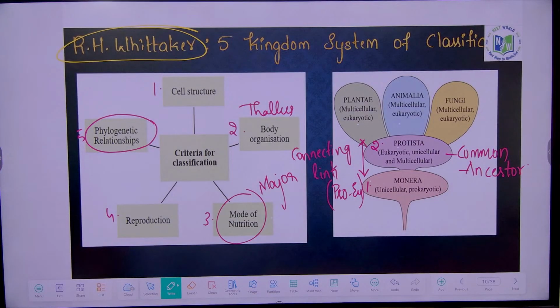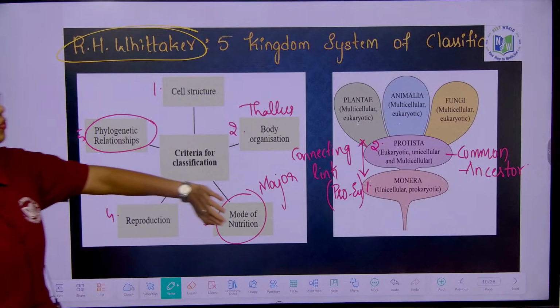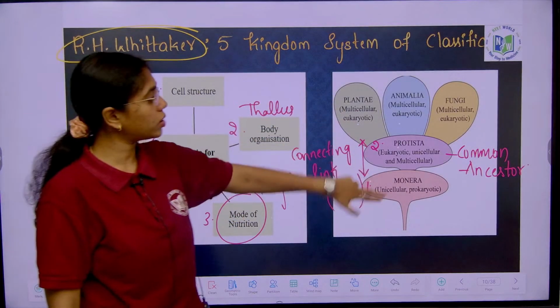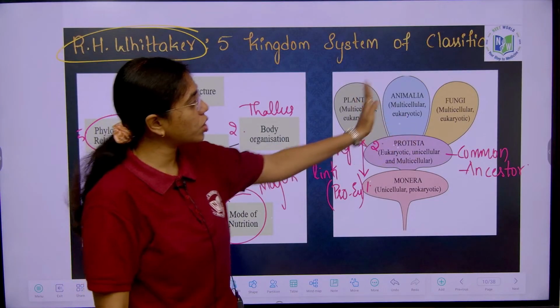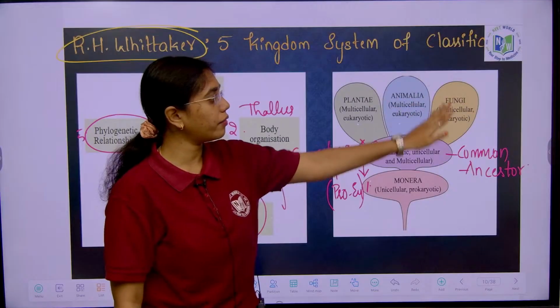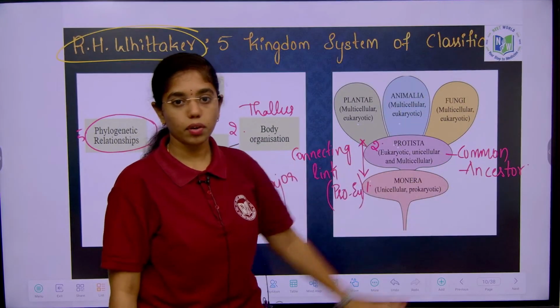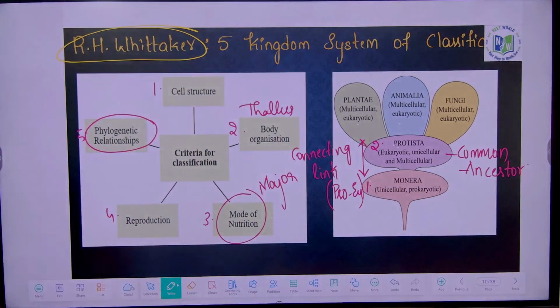All the statements which I am saying, please print and fix them in your mind, because those are the most repeated statements or terms used. So, which kingdom amongst these five is the connecting link between prokaryotes and eukaryotes? Protista. Which kingdom has all the common ancestors for these three kingdoms, Plantae, Animalia, Fungi? Protista. Okay? Got an idea, no?